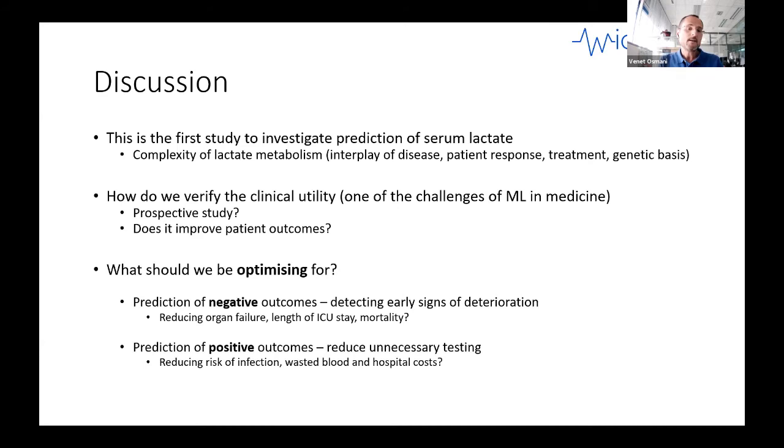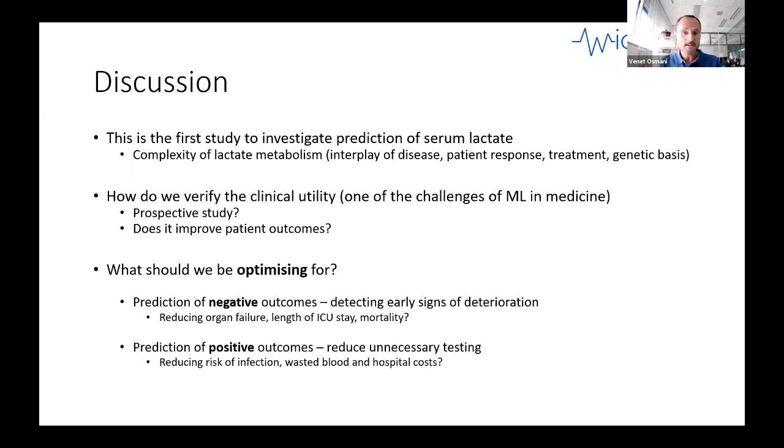Of course, one way is a prospective study. But even if we do a prospective study, there are several questions that are open right now. One of these is, what should we really be optimizing for? If we want to optimize for prediction of negative outcomes, we would be able to detect early signs of deterioration, and hopefully that would reduce organ failure, reduce length of stay, and the final outcome, mortality.